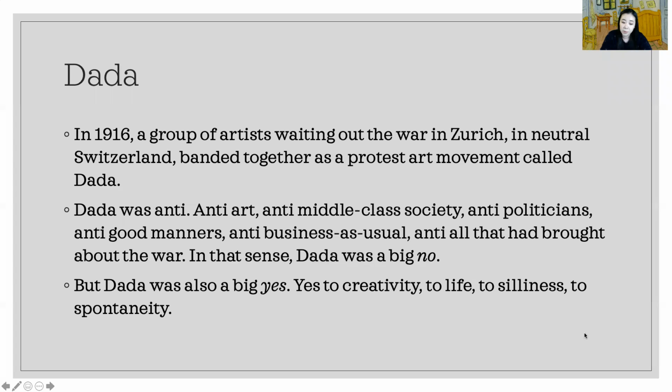In 1916, a group of artists waiting out the war in Zurich in neutral Switzerland banded together as a protest art movement called Dada. Dada was anti-art, anti-middle-class society, anti-politicians, anti-good manners, anti-business as usual, anti-all that had brought about the war. In that sense, Dada was a big no. But Dada was also a big yes. Yes to creativity, to life, to silliness, to spontaneity.